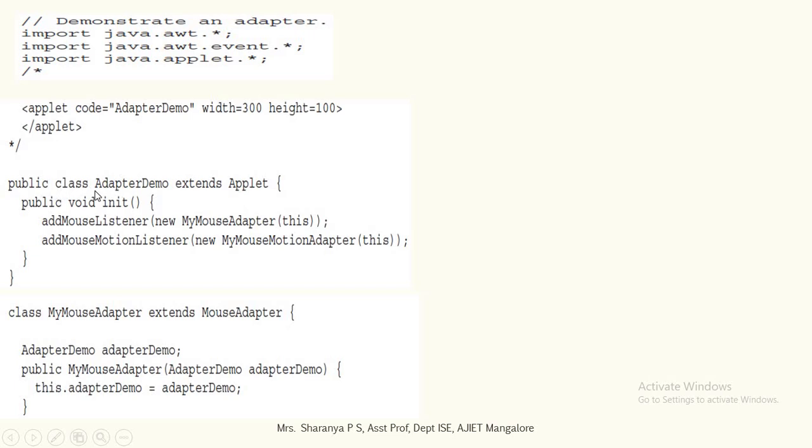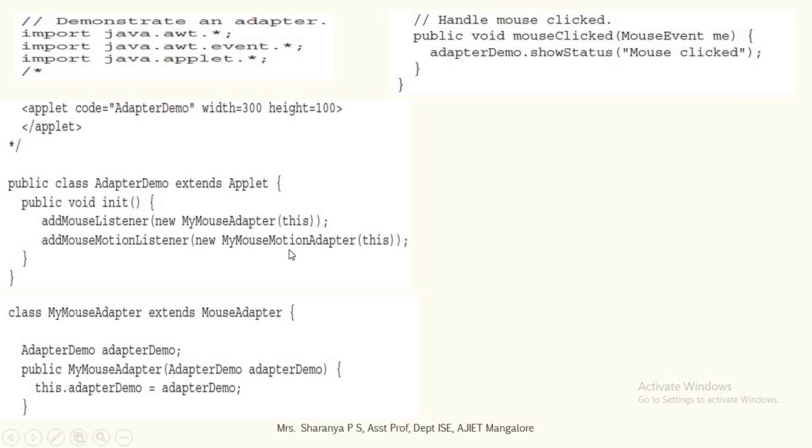Here we have defined AdapterDemo extends Applet, and inside that we are registering addMouseListener, and we are using MyMouseAdapter. This is the class that I am using. MyMouseAdapter and MyMouseMotionAdapter are the two special classes that I use. And now inside this class, MyMouseAdapter extends MouseAdapter.